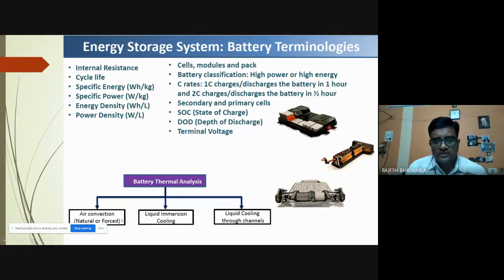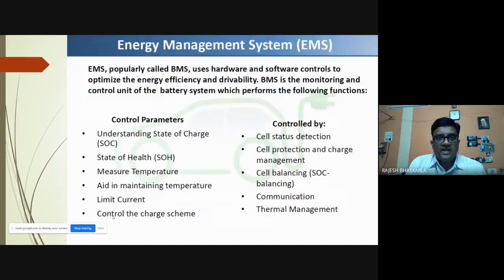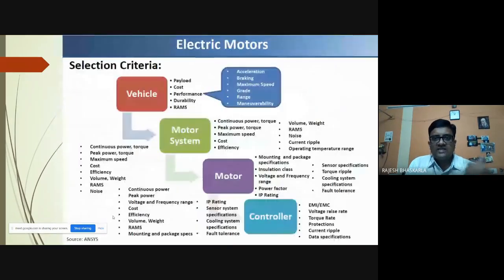In that we are also going to see what type of thermal analysis there is and how it is cooled. Are we using liquid immersion cooling, liquid cooling through channels, or air convection? Air convection means natural: air comes in and it cools. Or forcibly we can have a fan and cool the batteries. These are the main things we are going to look at. About the energy storage systems and battery management systems, we are going to understand them from the next class itself. And about power electronics and the motors, we are going to learn in the third unit.